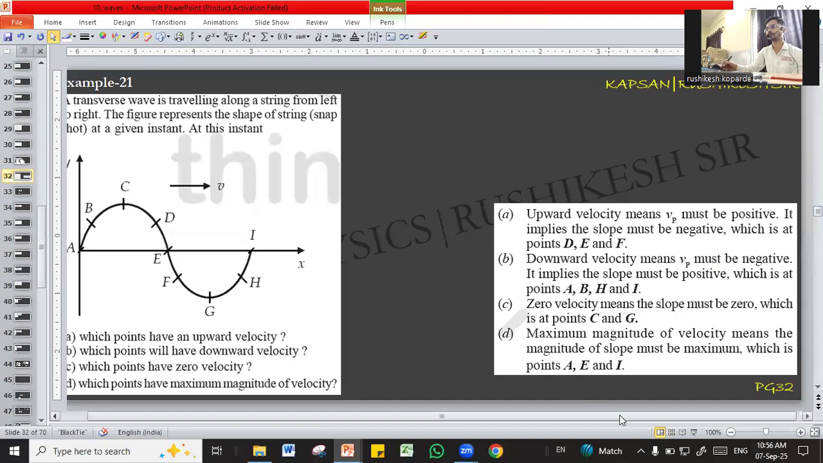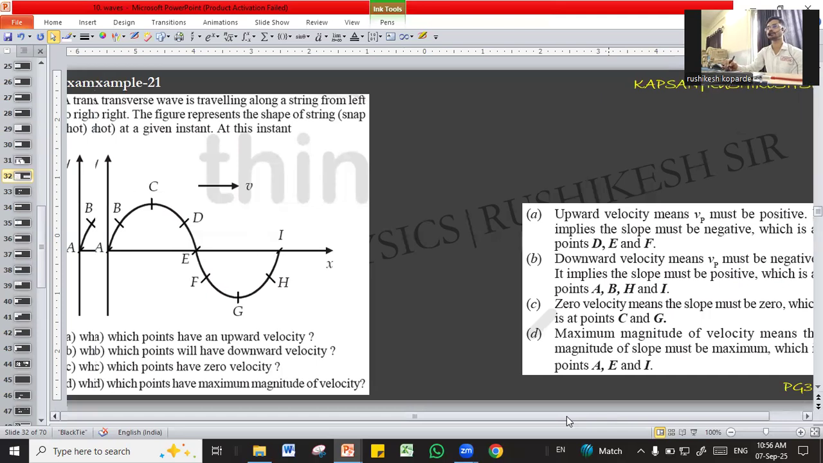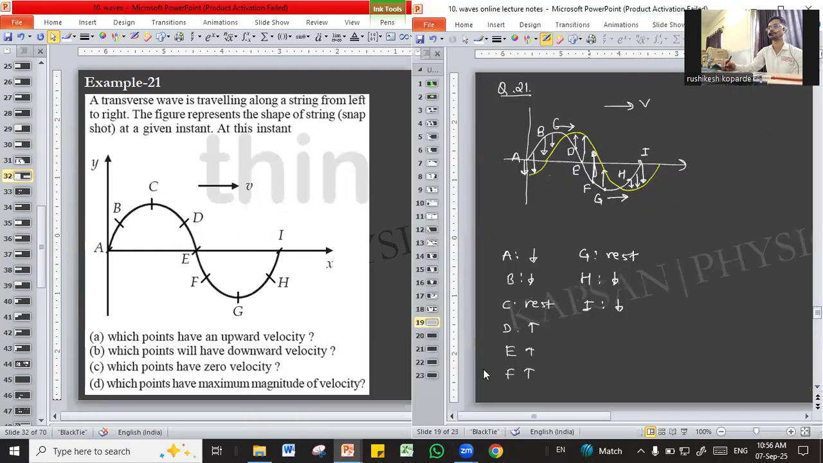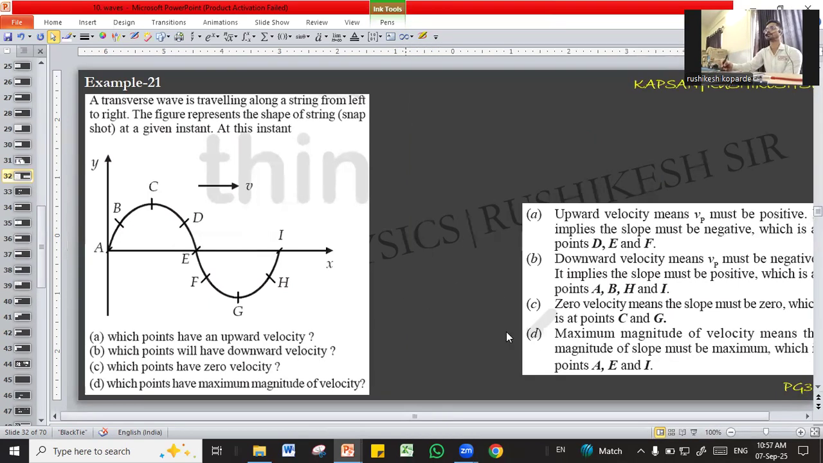Which points have maximum magnitude of velocity? Maximum magnitude of velocity means points at mean. Which points are at mean? A, E, I are at mean. Yes or no? So they will have maximum magnitude of velocity. You can check their answer. A, E, I. Clear? Next.